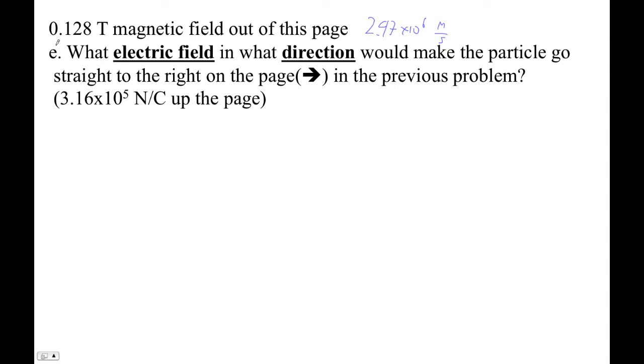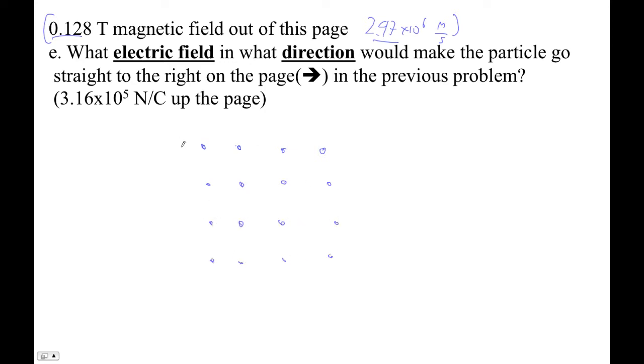Okay, so let's do the final one here. This one says, what electric field in what direction would make the particle go straight to the right? In the previous problem, we knew that it was going this velocity, 2.47 times 10 to the 6 meters per second, and that the magnetic field was out of the page, right? So let's draw a little picture of that. We also know it's going anti-clockwise.